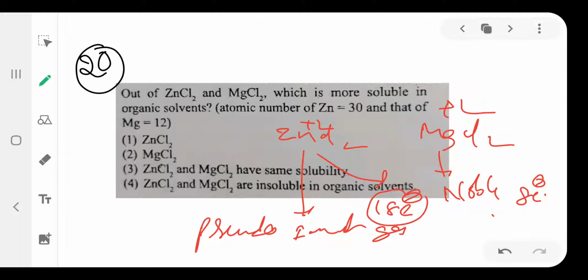Due to the presence of the pseudo inert gas configuration, this compound has more covalent character. The more the covalent character, the more soluble it is in the organic solvent. MgCl2, with its octet configuration, is ionic in nature and insoluble in the organic solvent. Which one is more soluble? ZnCl2 is more soluble in organic solvents, due to the pseudo inert gas configuration giving it covalent character.